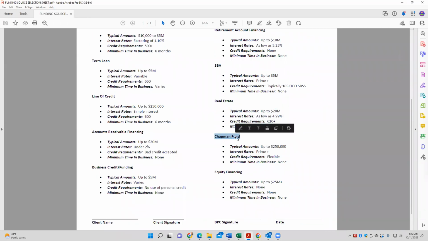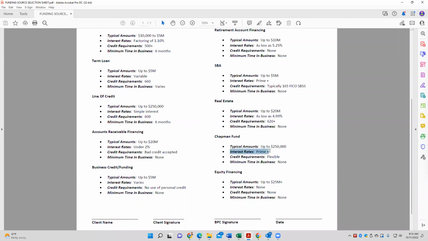The Chapman Fund, which we've talked about recently, is not a bank loan. It's from a taxing district. It has a hard cap, and people sometimes get very frustrated or angry with us. We've had people curse at us because the Chapman Fund wouldn't approve them for more than $250,000. But what you have to keep in mind is we can stack or combine different sources of capital. So true, maybe we can only get $250,000 from the Chapman Fund. That's their policy. But that doesn't mean that we couldn't then go after an SBA loan or a line of credit or something to combine with it.